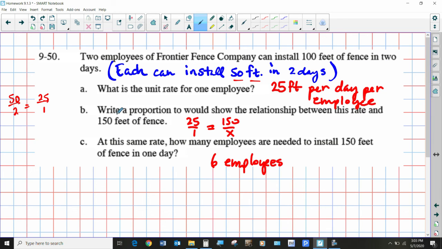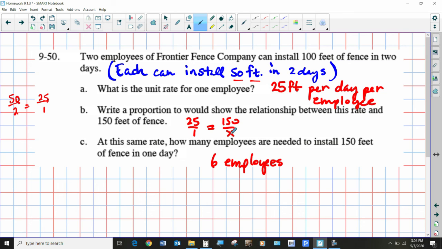And so what is this, right? A proportion? Yeah, that's the proportion for the unit rate, and then how many people it would take to complete 150 feet of fence. And so that's going to be 6 employees if they're all going to do it in 1 day.